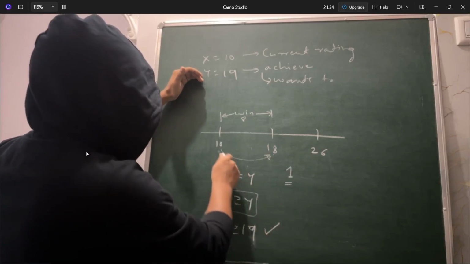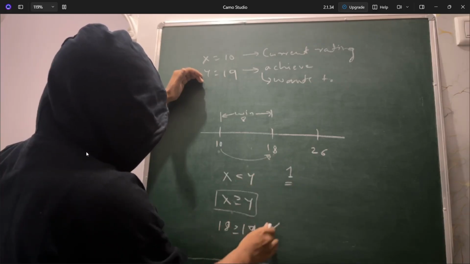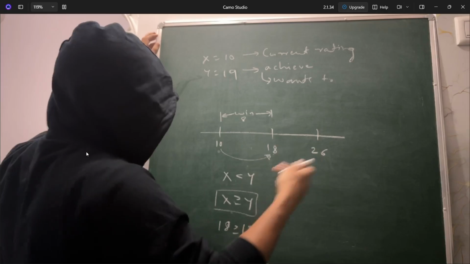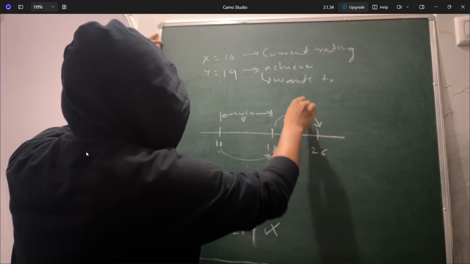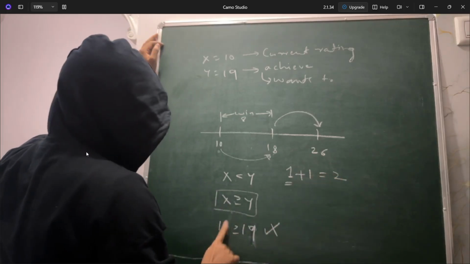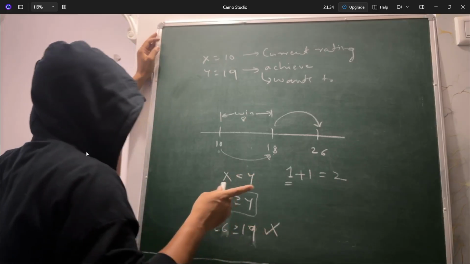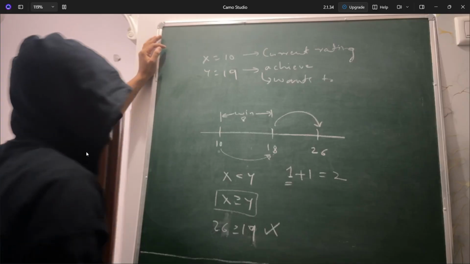So if she wins one game, her rating will be 18. So 18 greater than or equal to 19 is false. So she needs to win one more game. If she wins one more game, she will have won two games, and her rating will be 26. And 26 greater than or equal to 19 is true. So in this case, she will be winning two games.